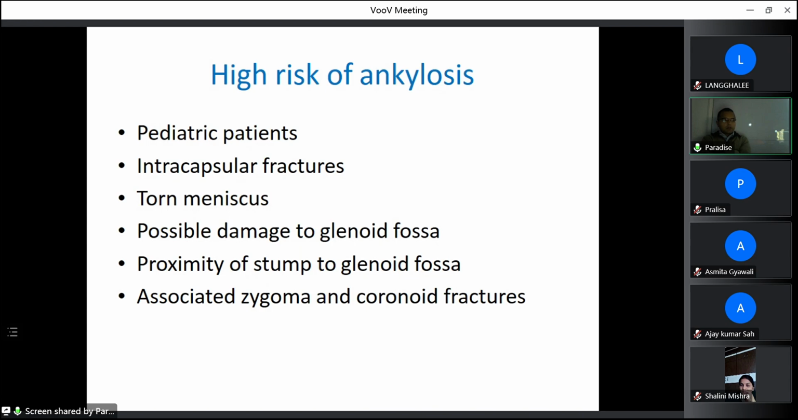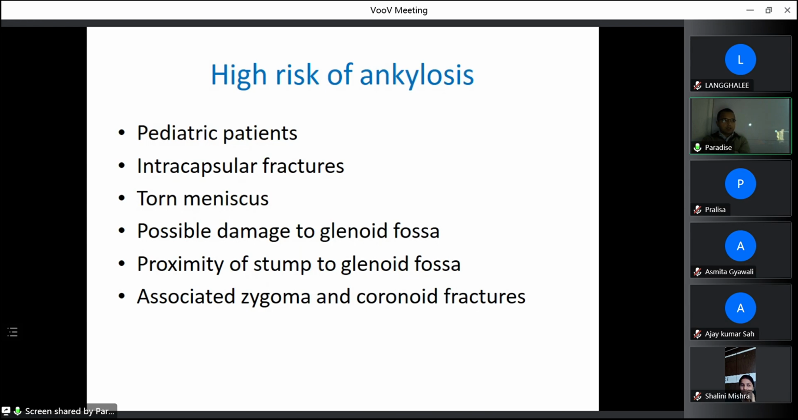In order to prevent TMJ ankylosis, both in adult patients and pediatric patients, the most commonly used is the buccal fat pad. It will prevent reunion of the temporal bone with the ramal stump. So the most commonly used is the buccal fat pad. The volume of the buccal fat pad is just 10 ml.